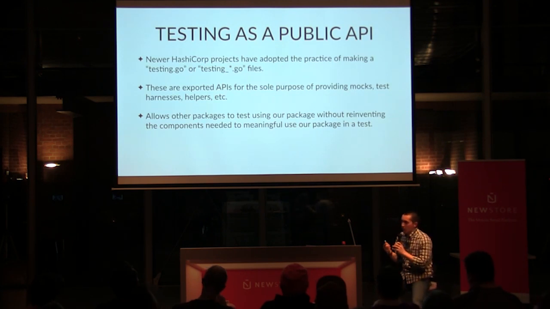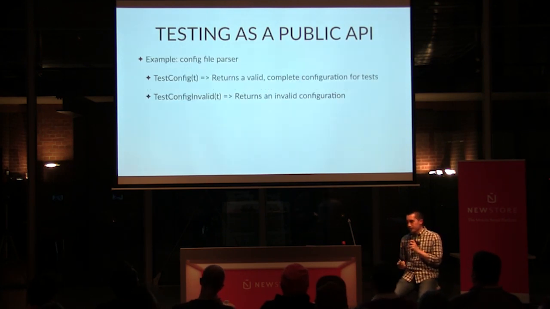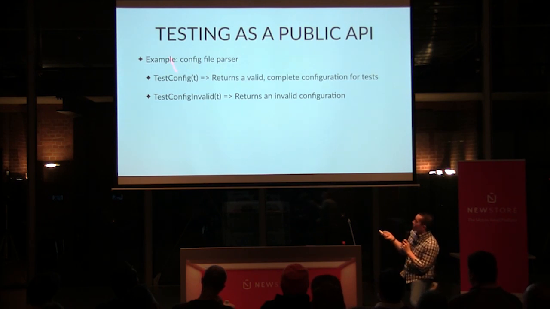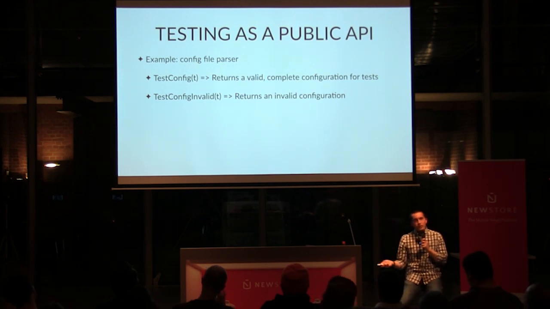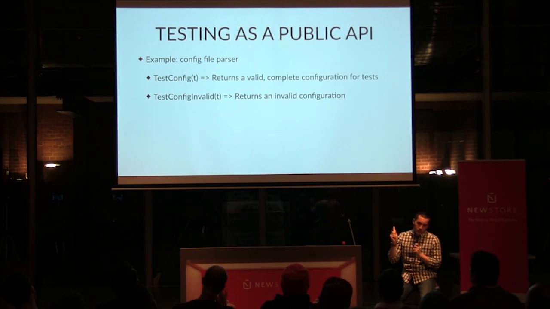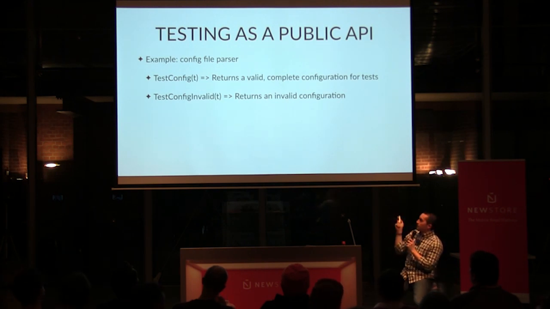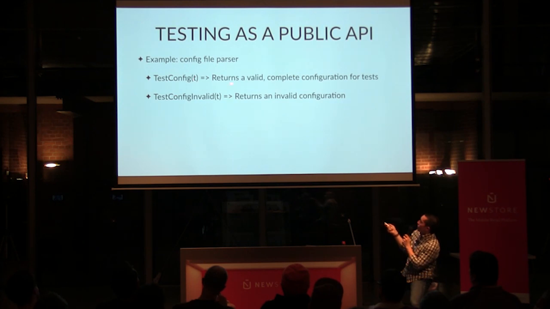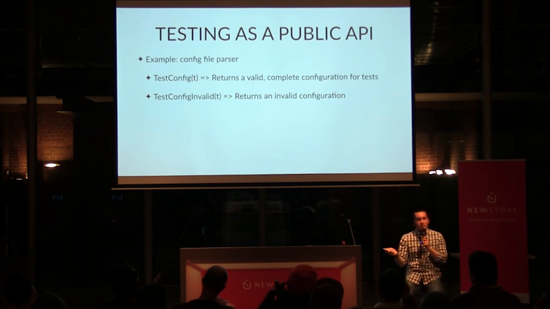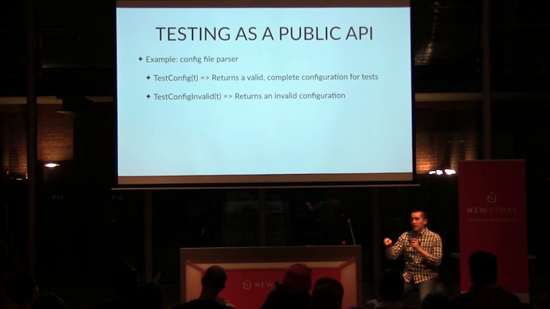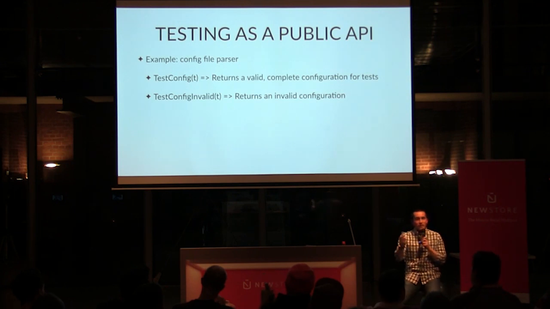So I'll give you examples of stuff that we actually use it for. A config file parser. For all our config file parsers, for Nomad, for Terraform, for Vault, we have testing.go that does stuff like this: test config t will actually return a complete valid configuration. And so if we change the config package to add a new field that is required, we could actually modify the config to give you a valid one.